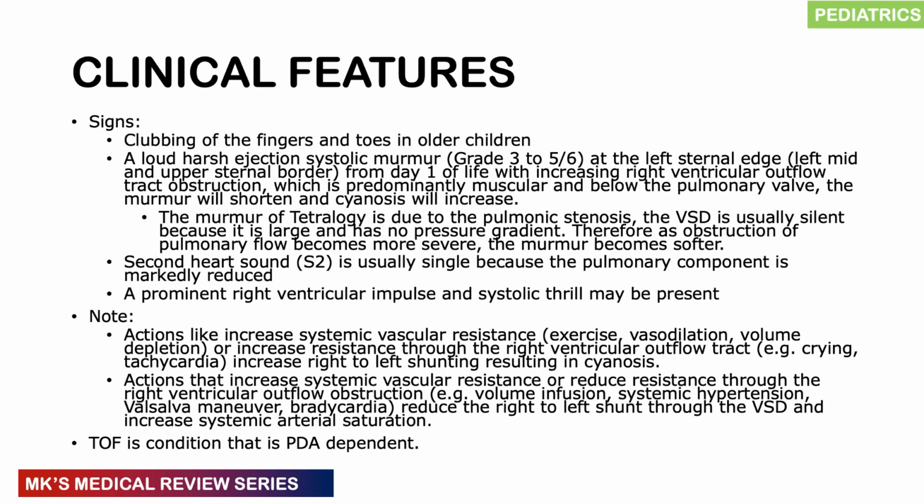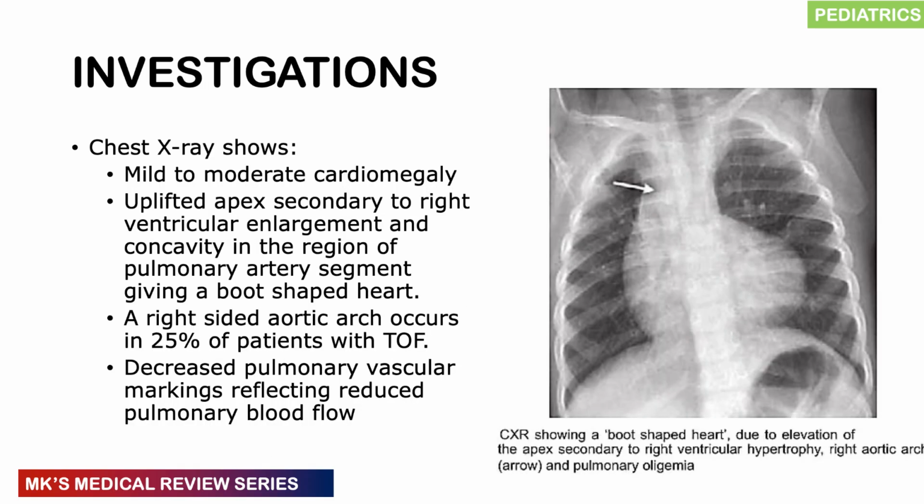And remember that the Tetralogy of Fallot is going to be a PDA dependent condition, like I said. So these are going to require the PDA to survive because they have this blood that is being shunted from the right side to the left side. So you want something that will take the blood back to the right side. So in this case, a PDA will be quite important, the patent ductus arteriosum.